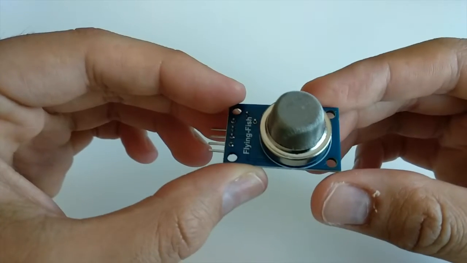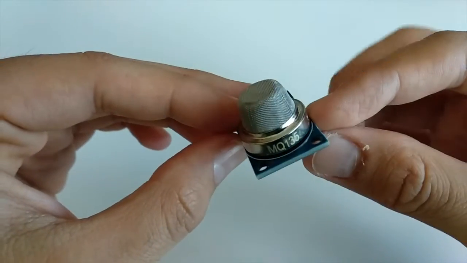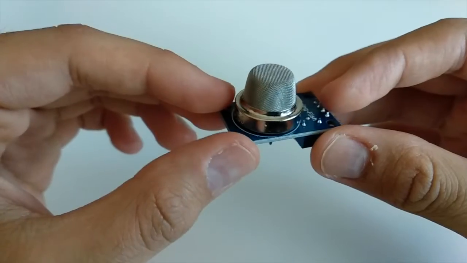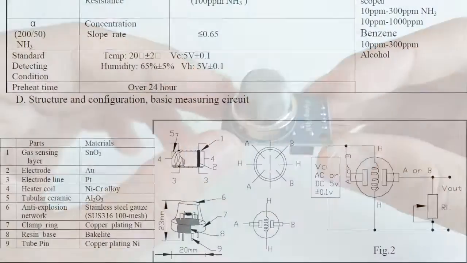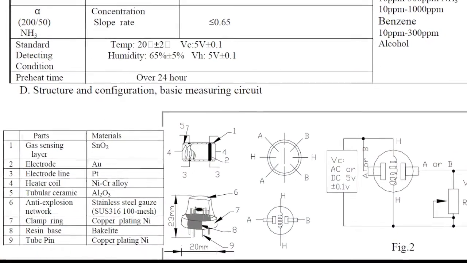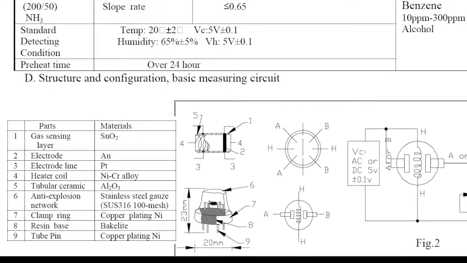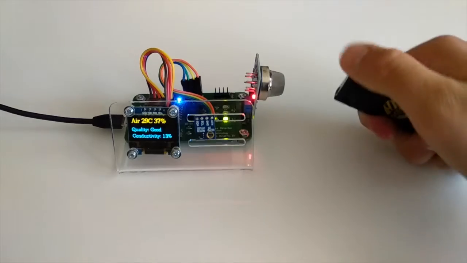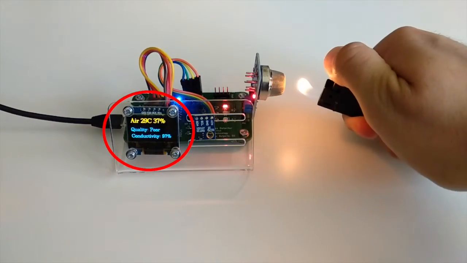Let's see how MQ-135 works. Inside the sensor, there is a heater which works at a stable 5 volts. There is also a sensing layer. When a dangerous gas is detected, the resistance of the sensing material changes and the conductivity increases. You can see this on the analog output of the sensor.